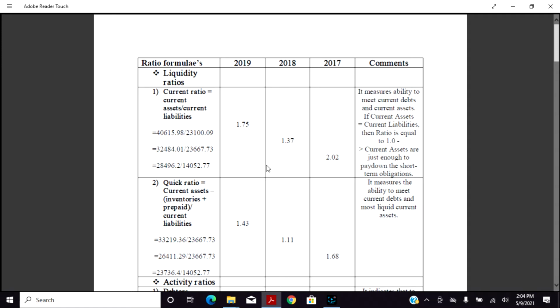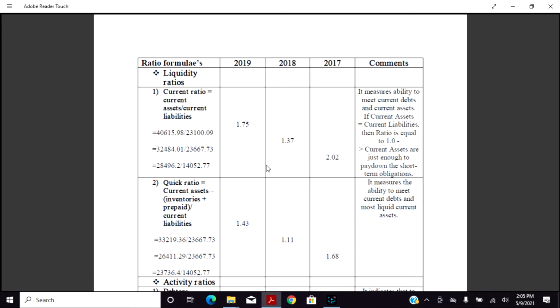First of all, we have liquidity ratios and it contains two different ratios. First is current ratio, and current ratio is equal to current assets divided by current liabilities, and it is used to measure ability to meet current debts and current assets. If current assets are equal to current liabilities, then the ratio is equal to 1.0. If the current liabilities are greater than current assets, that will be just enough to pay down the short-term obligations.